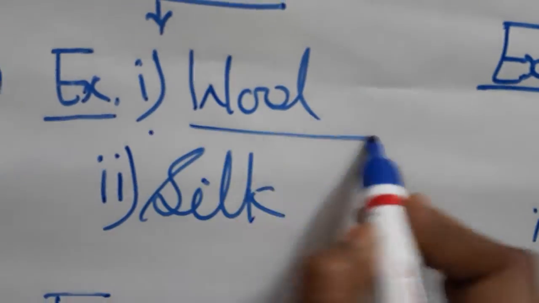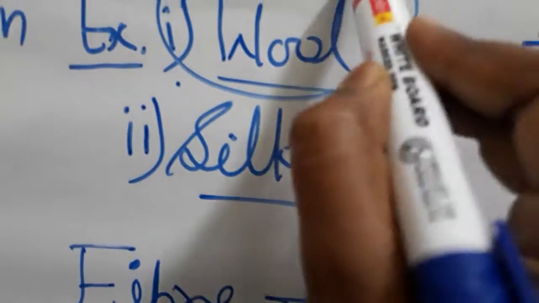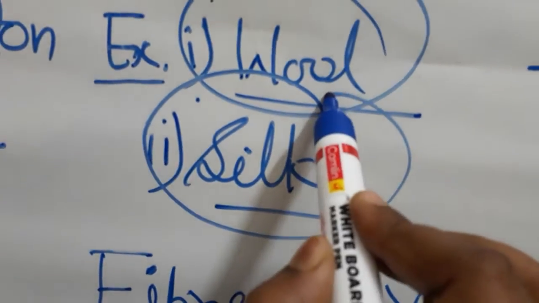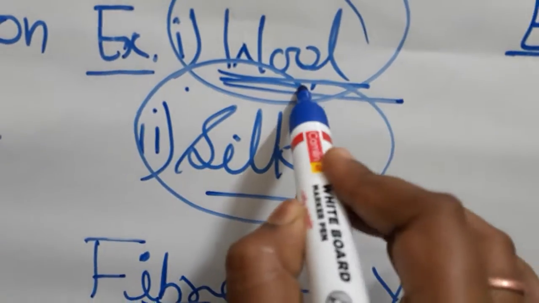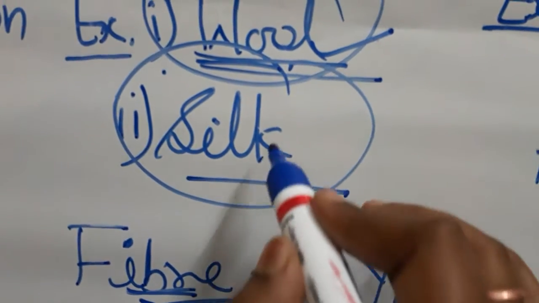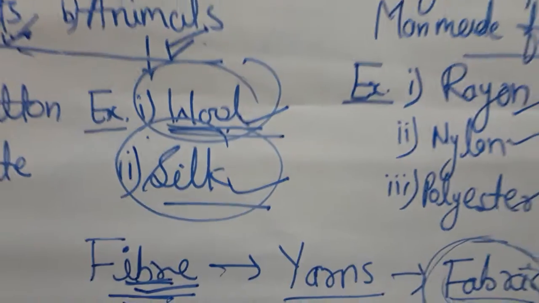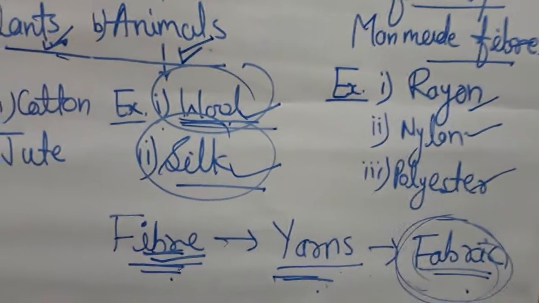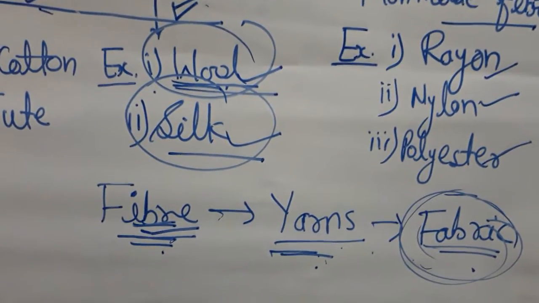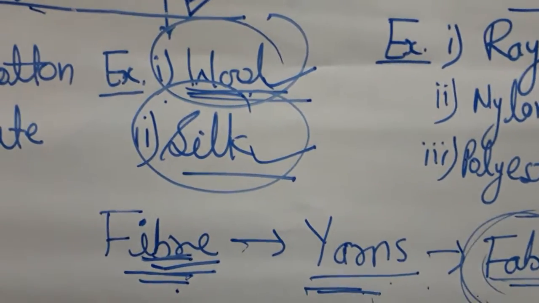So in this chapter we will discuss these types of fibers: how we get wool and how we get silk. We get wool from sheep and silk from silkworms. So in this chapter we will discuss wool fiber and silk fiber. Okay, so let's come to our book.